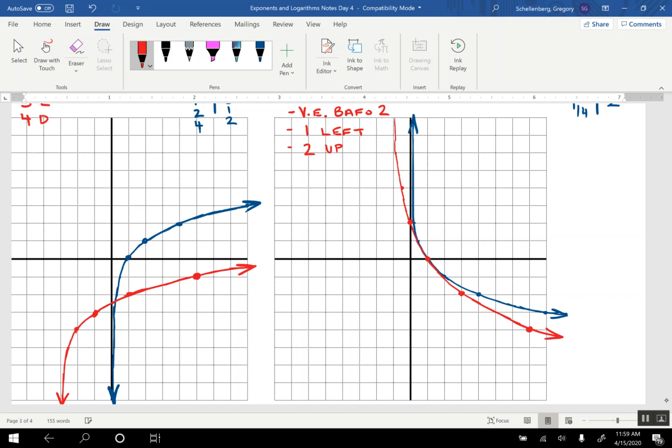And that vertical asymptote that was at x equals 0 is now at x equals -1 because we've translated 1 unit to the left.